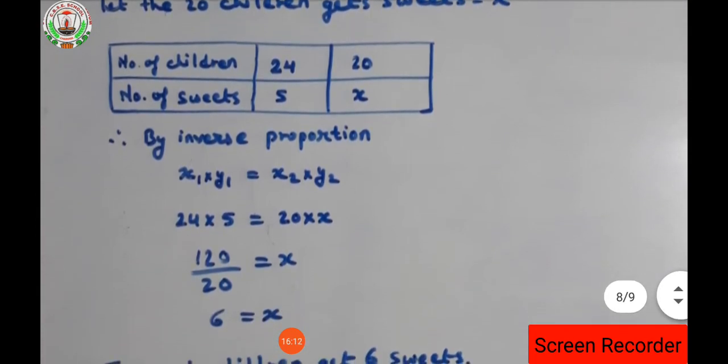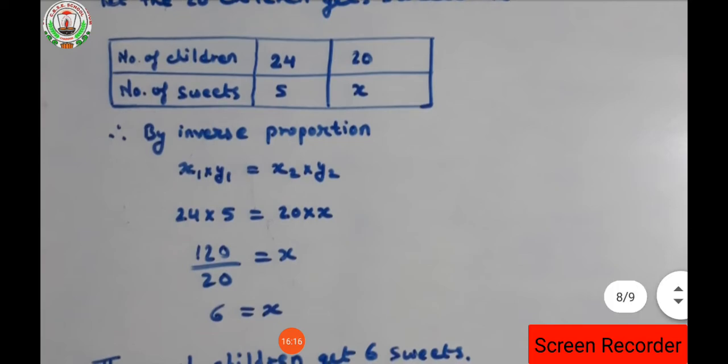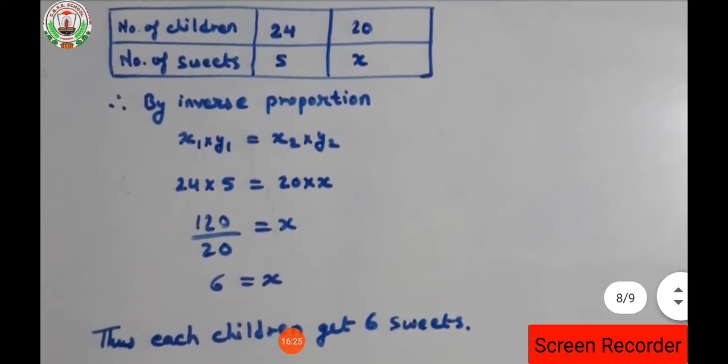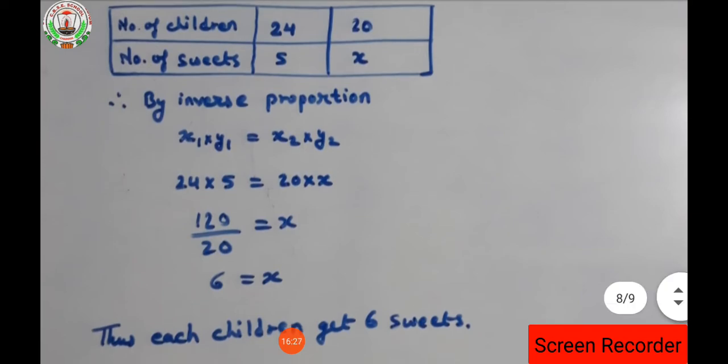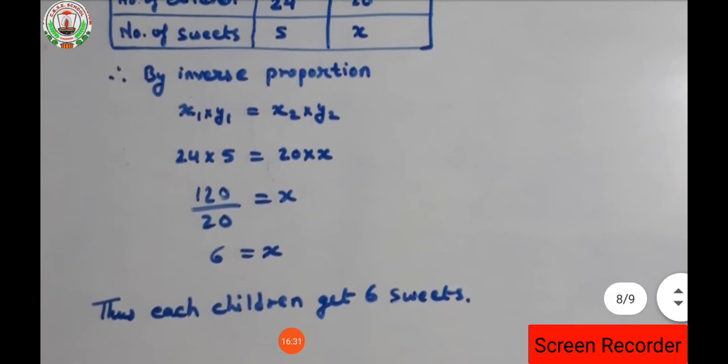So x1 into y1 is equal to x2 into y2. So 24 into 5 is equal to 20 into x. So that will be how much? 24 into 5 is 120. Divided by 20, we get 6. So how much is the answer? Thus each child gets 6 sweets if the number of children is 20. Clear everyone?